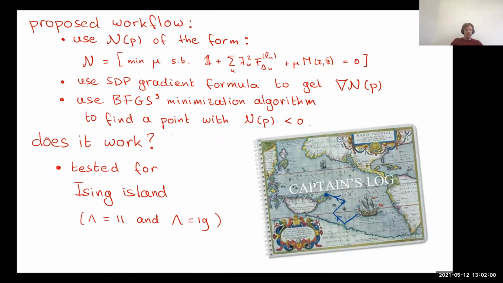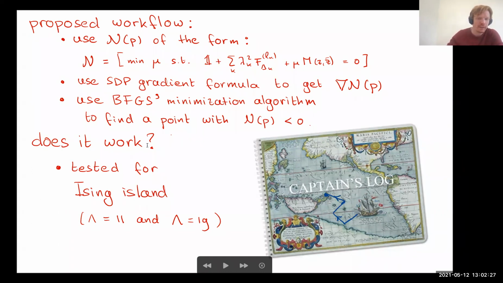So to recap, this is the workflow we now propose. We have a navigator function, which was the minimization of this mu parameter, which shows the coefficient of this extra term in the crossing equation. We have an SDP gradient formula to get the gradient of the navigator function. We use the BFGS algorithm with our minor modifications, so the BFGS prime minimization algorithm, to navigate towards an island where the navigator function is negative.